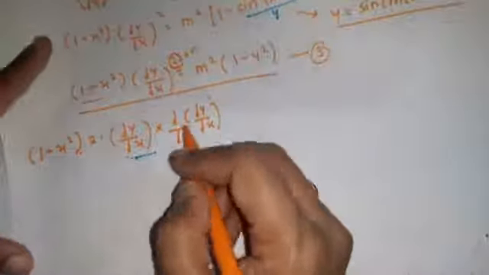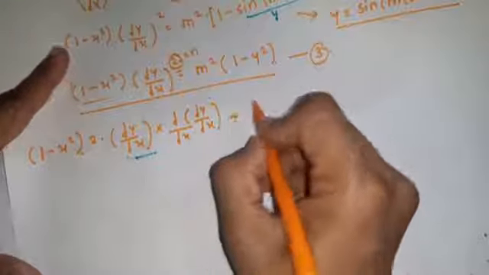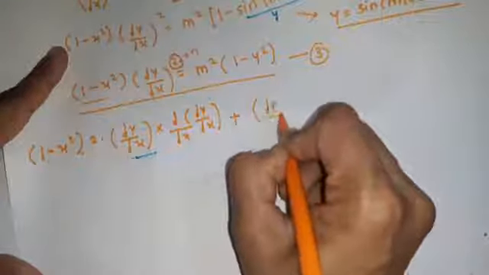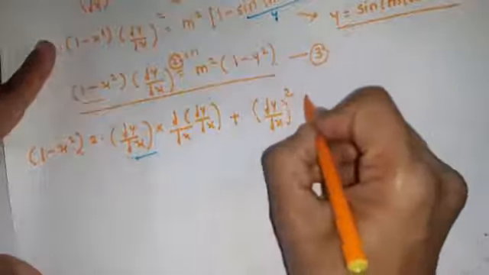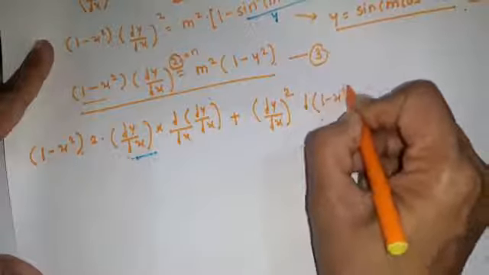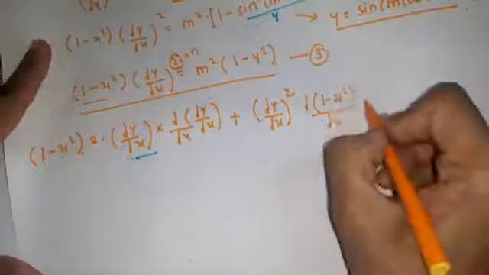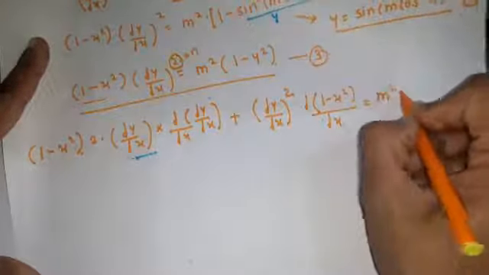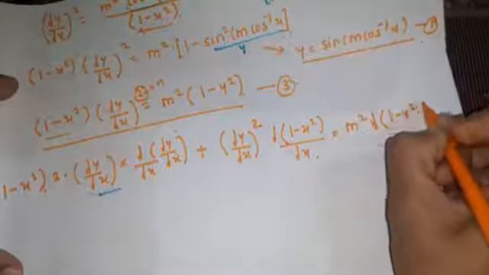Okay, every time note these steps, students. Now plus dy by dx whole square, that is a constant, and differentiation of 1 minus x square with respect to x equal to m square, which is constant. Differentiation of 1 minus y square with respect to x.